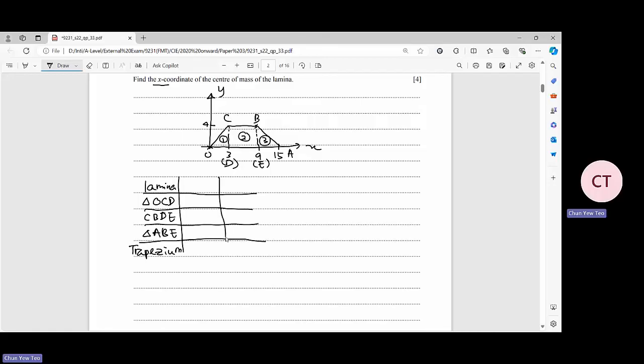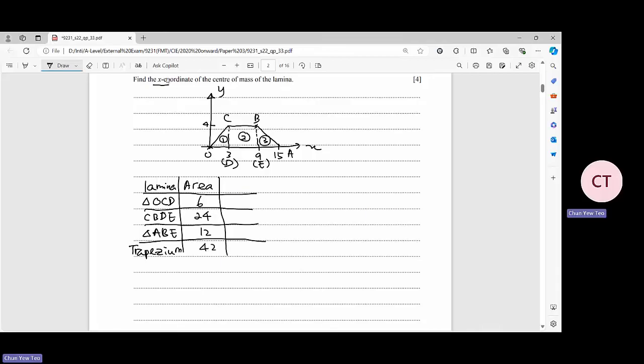Because they are the same material, we just need to consider the area only, no need to consider the mass. The area of the first triangle, half times base times height, you get 6. For the rectangle, base times height, 6 times 4, is 24. Same thing for the last triangle, half times base times height, you get 12. So the total together, you get 42.